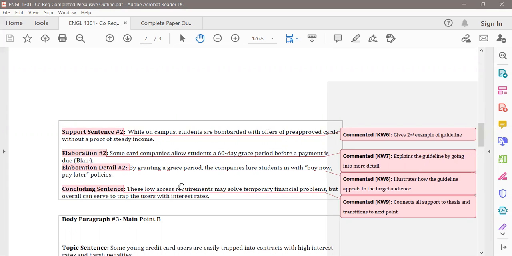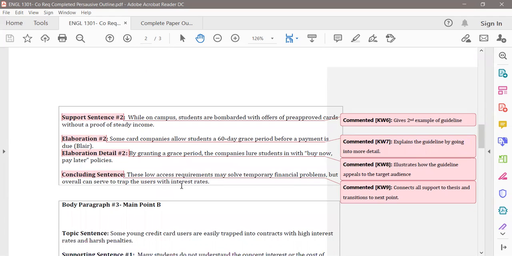Okay, so last but not least, I have my concluding sentence. The concluding sentence is going to sum up the entire paragraph. So remember, my paragraph was about them not having strict guidelines to get these cards.